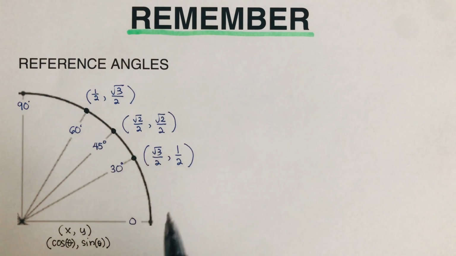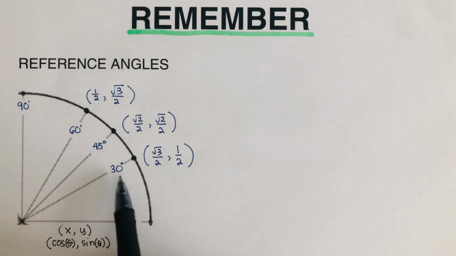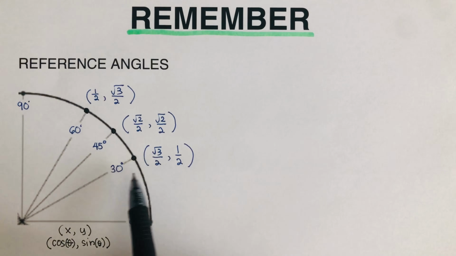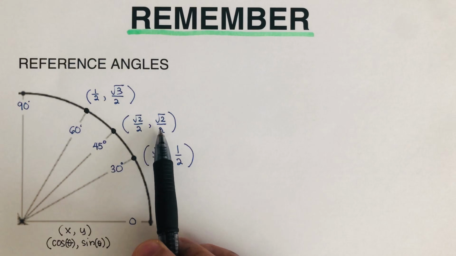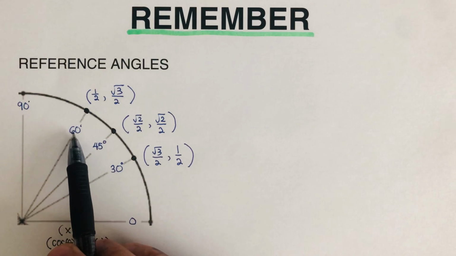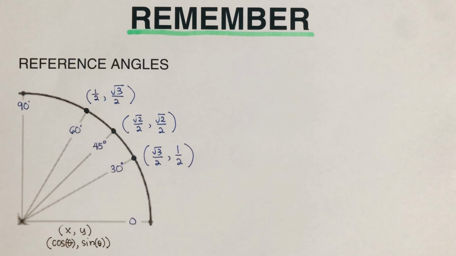So pretty much if we want to have cosine 30, that is square root of 3 over 2. Sine 30 would be 1/2. Cosine 45 is square root of 2 over 2. Sine 45 is square root of 2 over 2. Cosine 60 is 1/2. Sine 60 is square root of 3 over 2.